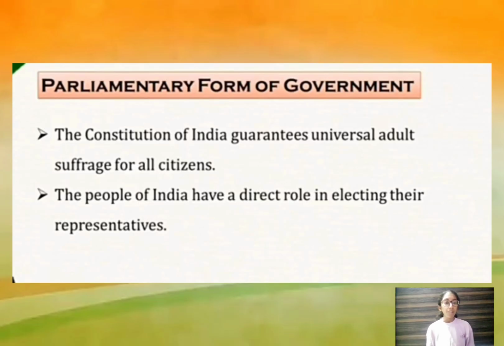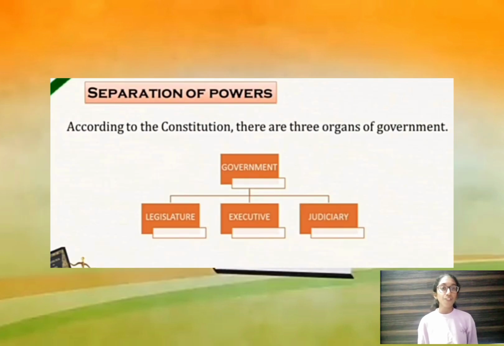Next comes the parliamentary form of government. The Constitution of India guarantees universal adult suffrage for all the citizens, and the people of India have a direct role in electing their representatives. Okay. Next, the separation of powers.